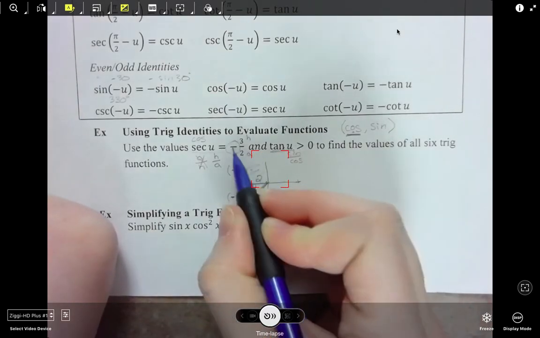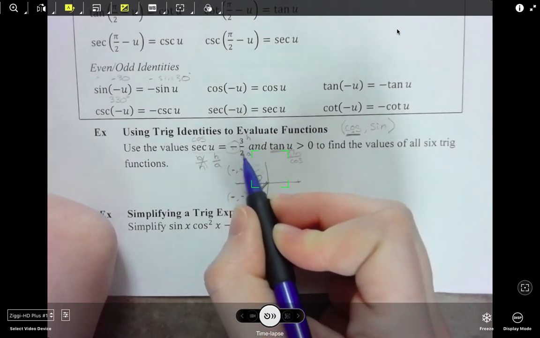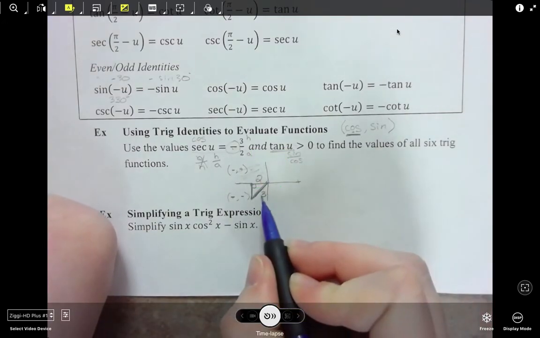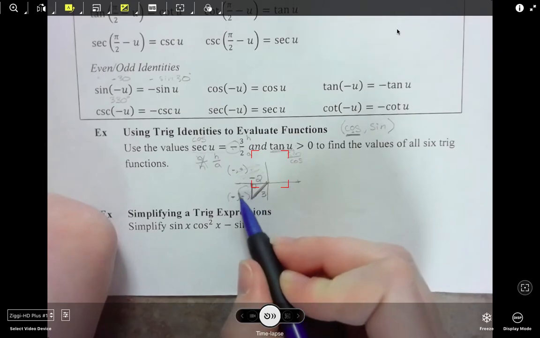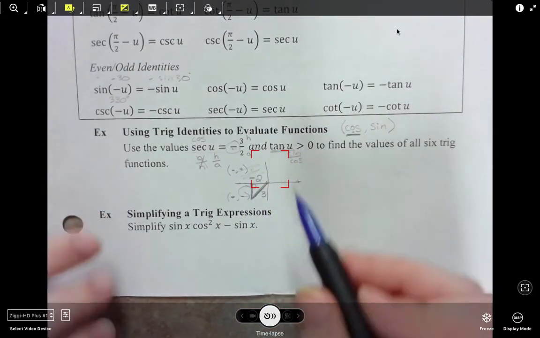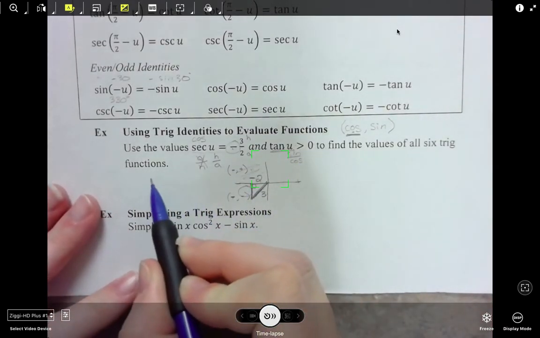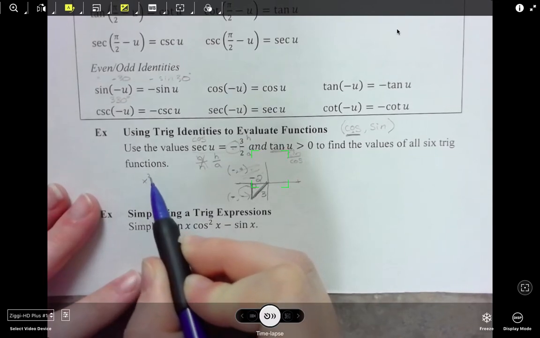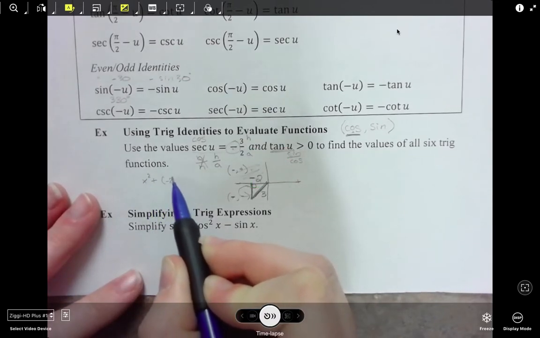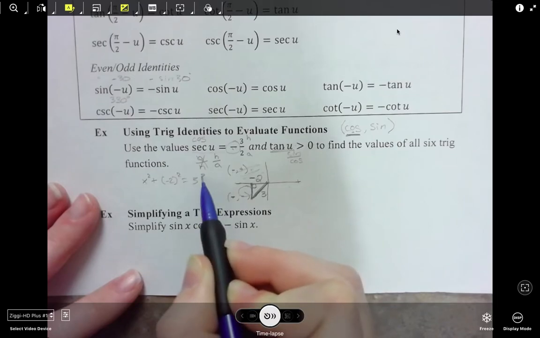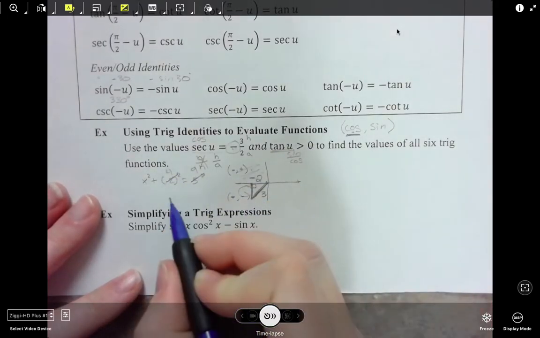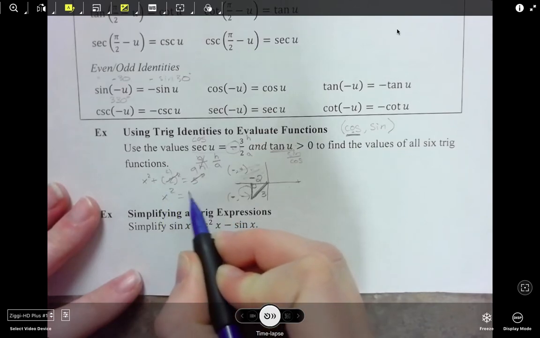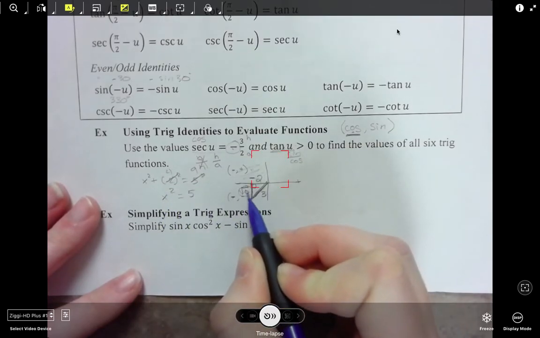And one of those has to be negative. So either the negative goes with the 3 or the negative goes with the 2. The hypotenuse will never be negative, so that 2 has to be negative. Then we have to figure out what this side is using the Pythagorean theorem. So let's call it x squared plus negative 2 squared equals 3 squared. And we've got 4 here and 9 here. So x squared equals 5, and this is going to be the square root of 5.